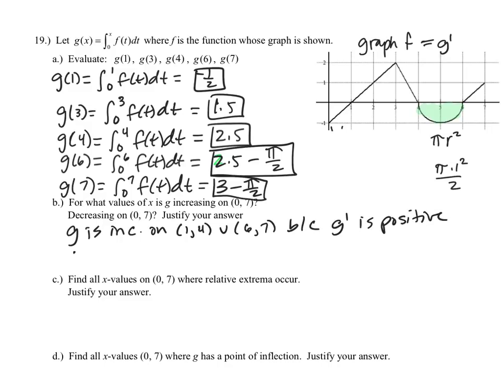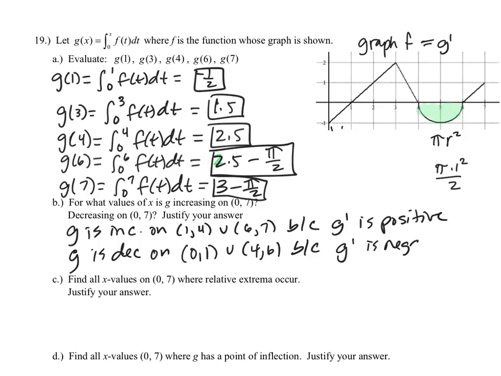Okay, and then where is g decreasing? Well, g is decreasing wherever g prime is negative. So g is decreasing from 0 to 1 and from 4 to 6 because that is where g prime is negative. All right, and then letter C says find the x values on the open interval from 0 to 7 where relative extrema occur.